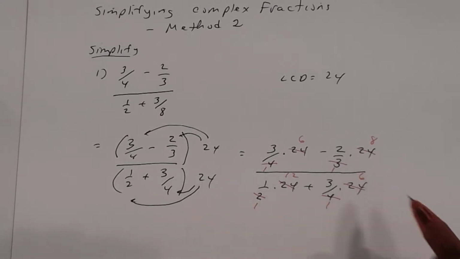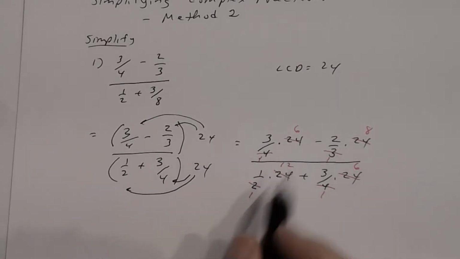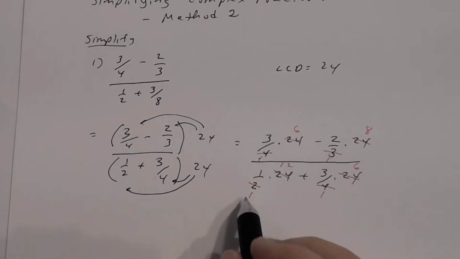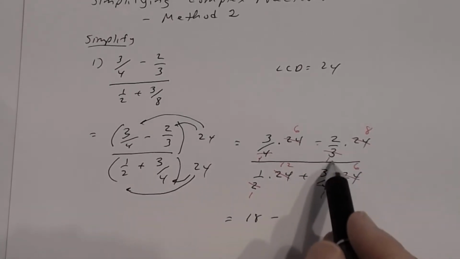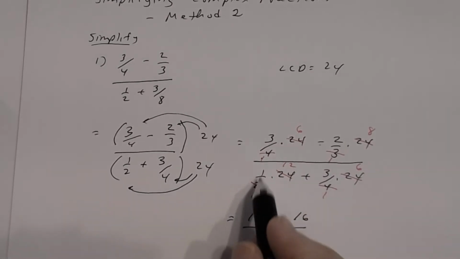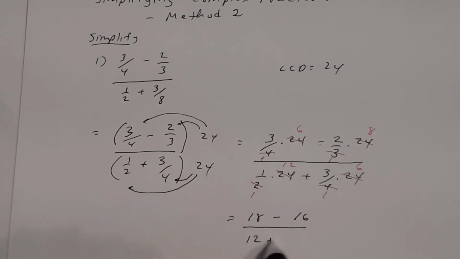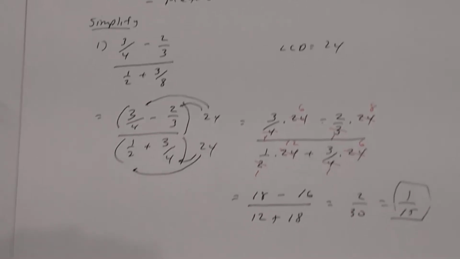All right? And so now I'm going to get 3 divided by 1 times 6 is 18 minus, and then notice that's a 2, right? Because 2 divided by 1 is 2. 2 times 8 is 16, divided by 1 times 12 is 12 plus 3 times 6 is 18. And we're almost done. Watch. 18 minus 16 is 2. 12 plus 18 is what? 30. So I get 2 divided by 30. So there's your answer. So that was method 2.